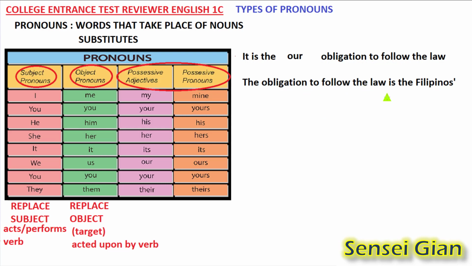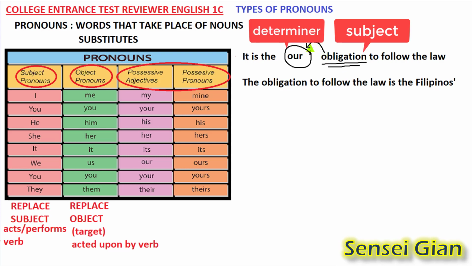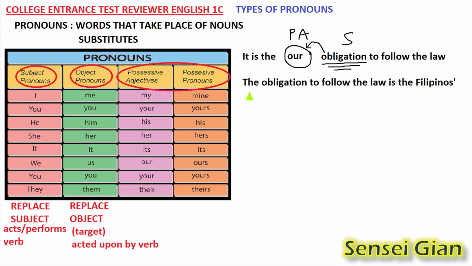The subject here is obligation. It's just being described that the obligation is owned by the Filipinos, therefore "our". That's why it's an adjective, because it just describes the subject, and the subject is obligation. This is a possessive adjective: our obligation. So how about the second sentence?